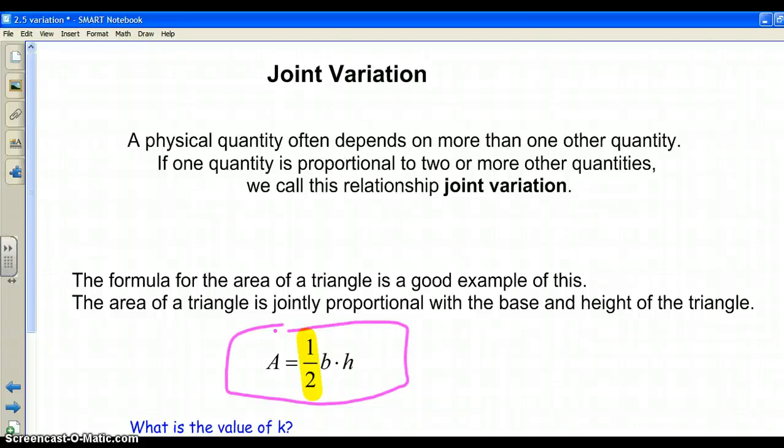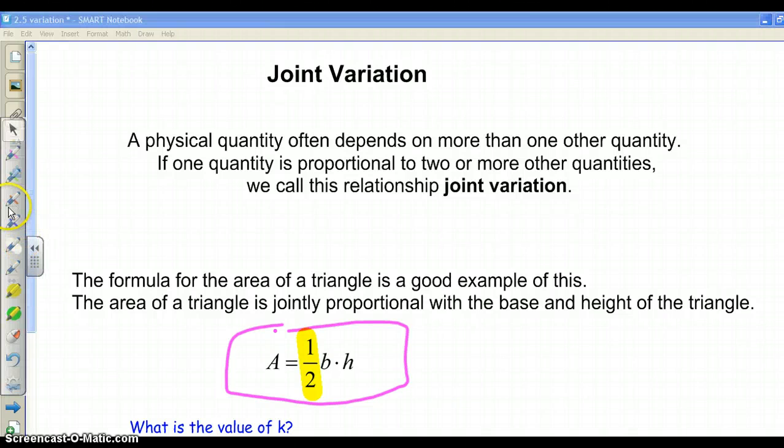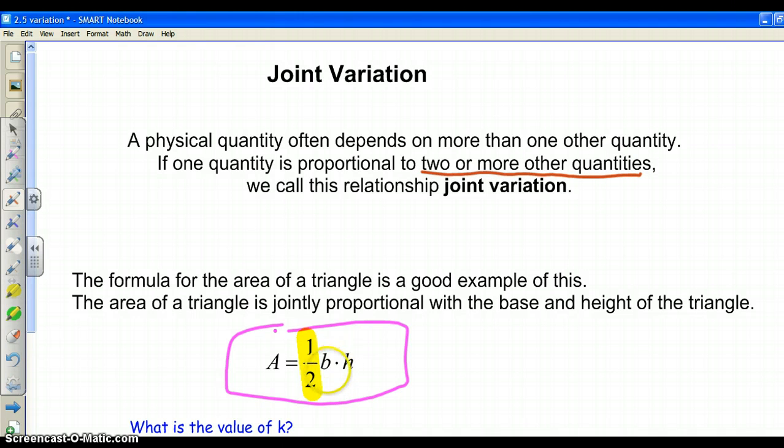Okay, here is your quick lesson on joint variation. And again, this is pretty easy stuff. But sometimes with two or more quantities, our formula is more complicated than just y equals k times x. We may have additional variables here. And so we can be jointly proportional, for example, with base and height of a triangle.